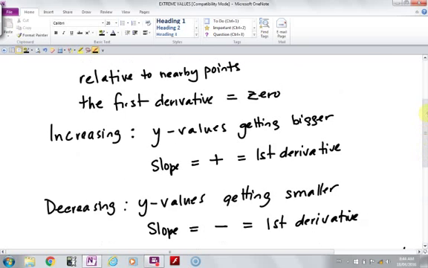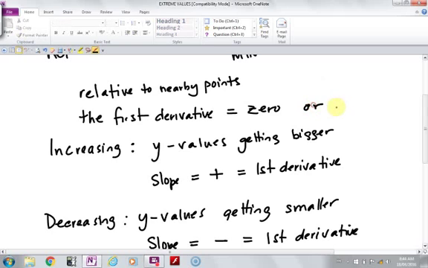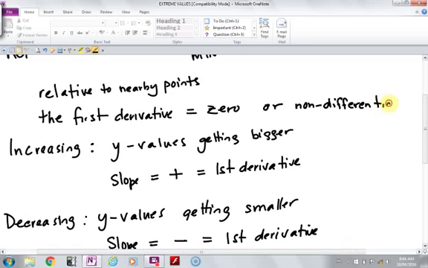So up here where we said the first derivative equals 0 or non-differentiable. Okay, so cusps or corners can also be local or absolute extrema. So those are the things that we're going to be looking for, okay?